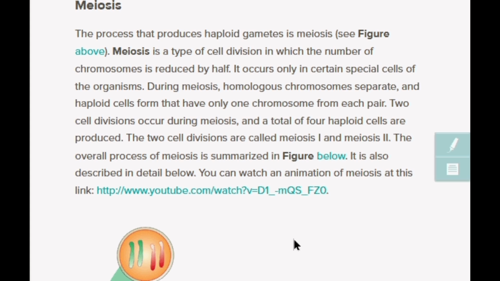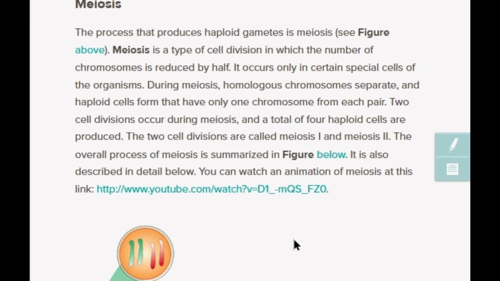Meiosis is a type of cell division in which the number of chromosomes is reduced by half. It occurs only in certain special cells of the organisms. During meiosis, homologous chromosomes separate, and haploid cells form that have only one chromosome from each pair. Two cell divisions occur during meiosis, and a total of 4 haploid cells are produced. The 2 cell divisions are called meiosis I and meiosis II. The overall process of meiosis is summarized in the figure below. It is also described in detail below.